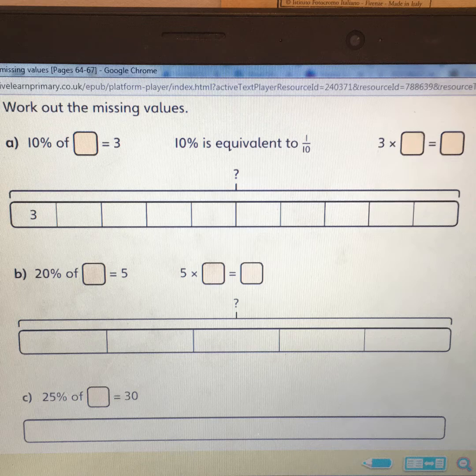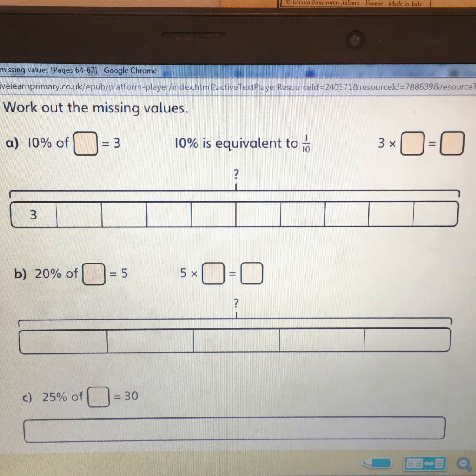So 10% is equivalent to 1/10. We know that. So we're going to split our bar into 10 pieces. Now one of those 10 parts, 10%, is 3. So that means that each of those parts is worth 3. So to work out the whole, we need to do 3 times 10 because there's 10 parts, which would be 30. Next one, 20% of something is 5.